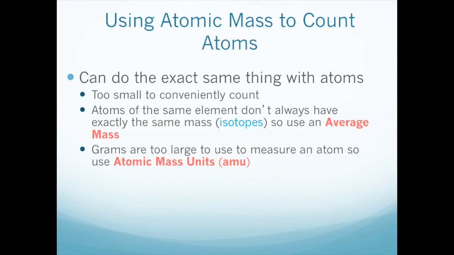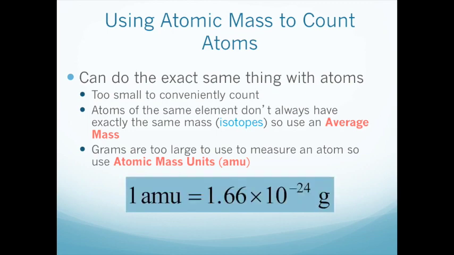In general, grams are much too large to use to measure an atom, and so we have devised something called the atomic mass unit. One atomic mass unit is 1.66 times 10 to the minus 24 grams. Now that, as you can probably tell, is astronomically small. However, it becomes much more useful when dealing with chemical reactions, and it allows us to define some standard relationships.